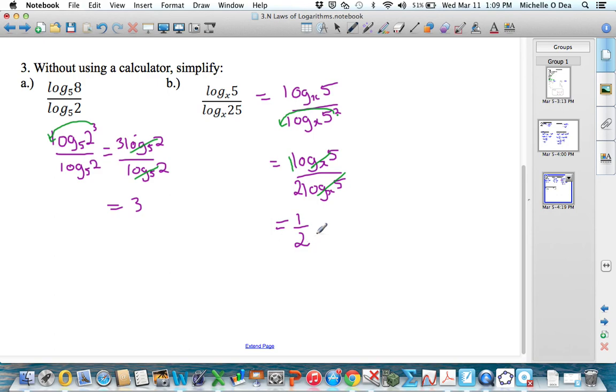Okay, so that's just using the log rules in some different types of questions. Practicing going the other way, basically. Good luck.